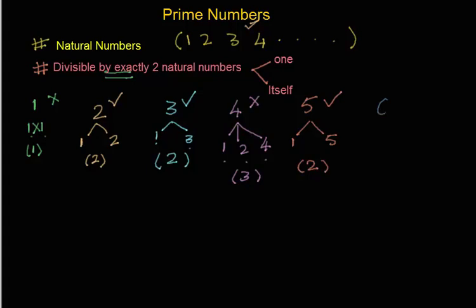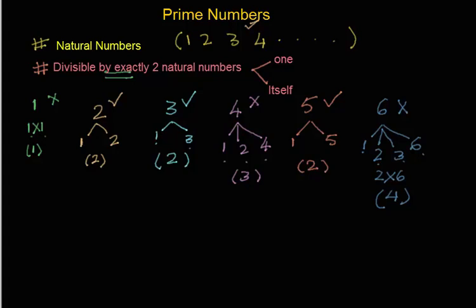Let's take up 6. So 6 is divisible by 1, 6 is divisible by 6, but 6 is also divisible by 2 and 3, because we can write 6 as 2 into 3. So how many factors does 6 have? It has 1, 2, 3, 4 factors. So is 6 a prime number? No, because it has more than two factors. So 6 is not a prime number.